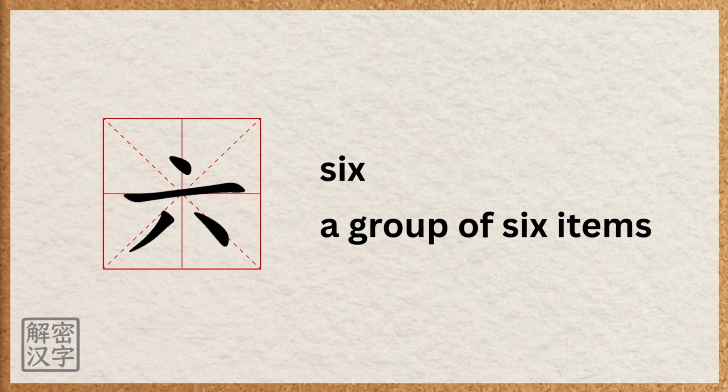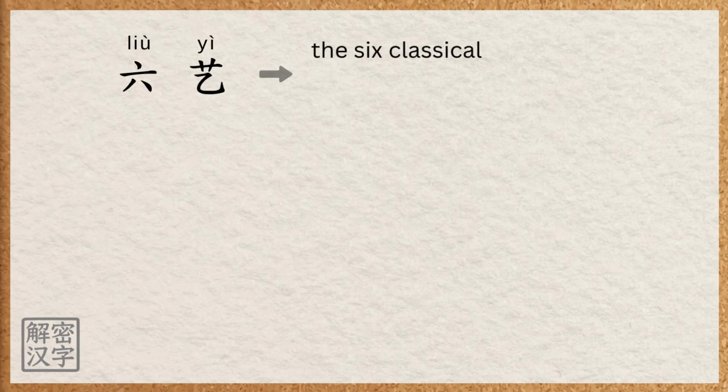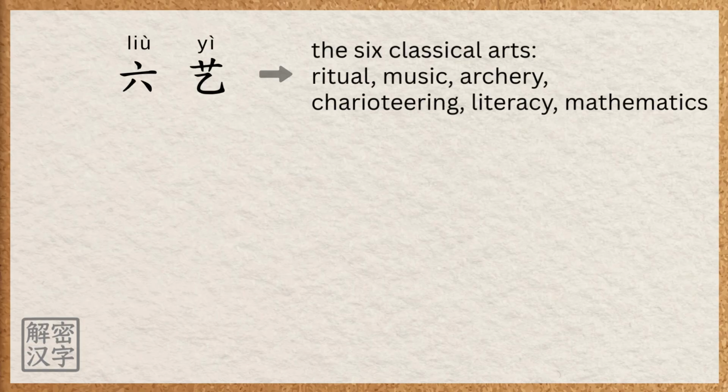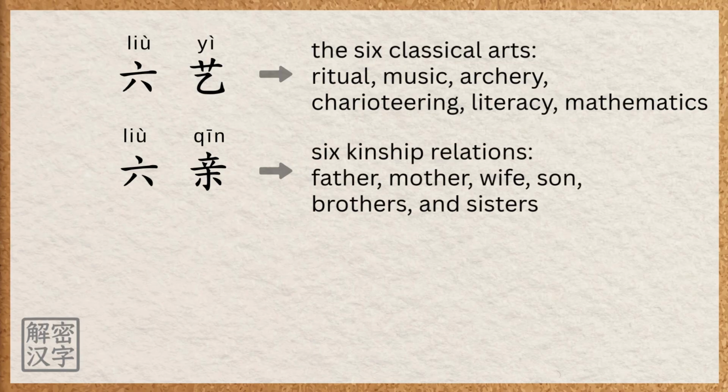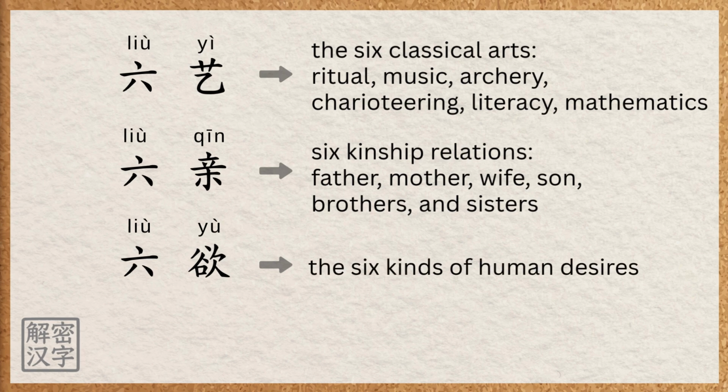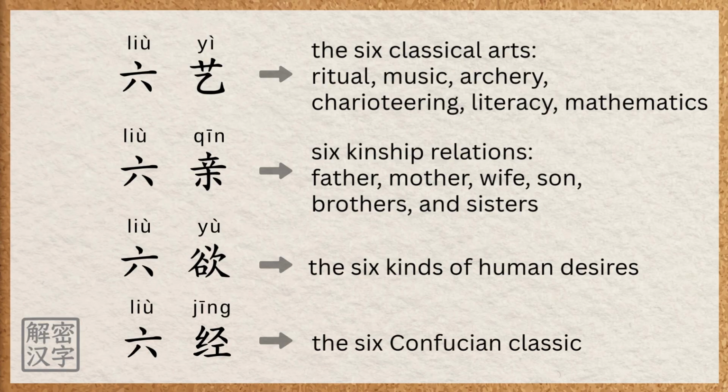In Chinese culture, there are also well-known concepts based on the number 6, such as Liu Yi refers to the 6 classical arts: ritual, music, archery, charioteering, literacy, and mathematics. Liu Qin refers to 6 kinship relations: father, mother, wife, son, brothers, and sisters. Liu Yu refers to the 6 kinds of human desires. Liu Jing refers to the 6 Confucian classics.